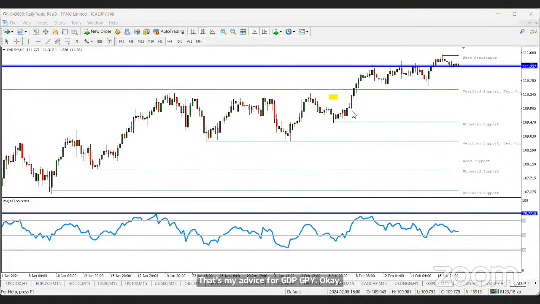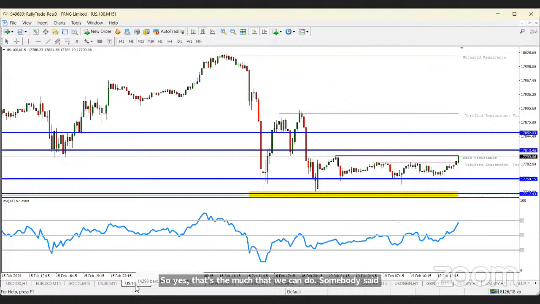Somebody asked about US 100. We already talked about US 100. We said price should close above 17,820, and then we can buy further up to 17,850. And we said we can sell from 17,750 to 17,720. Good.